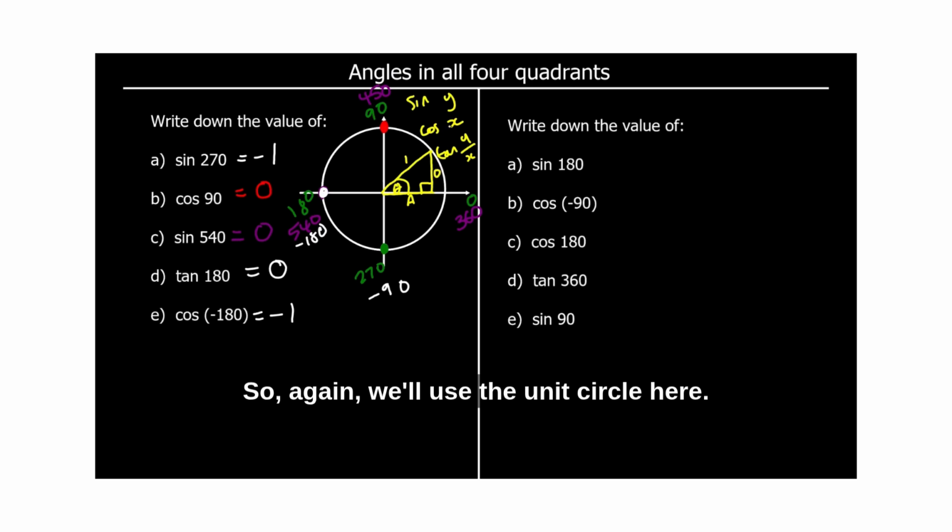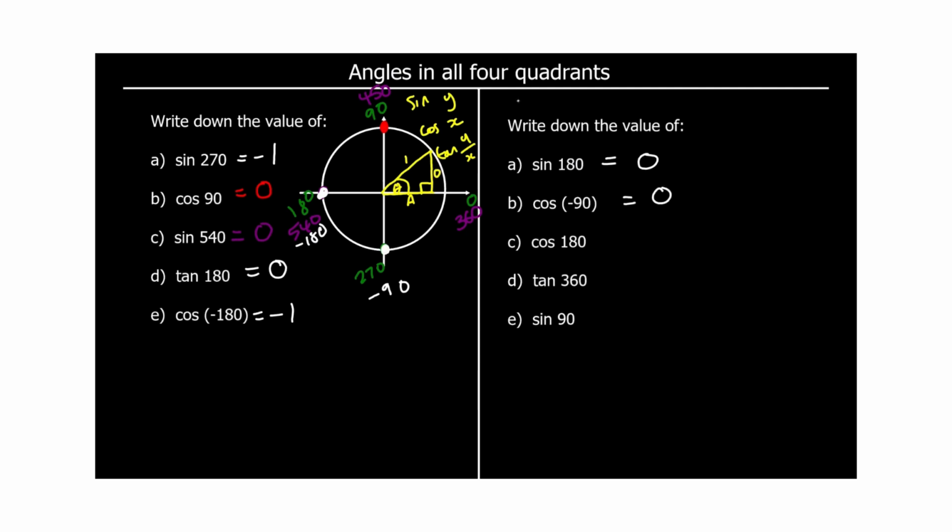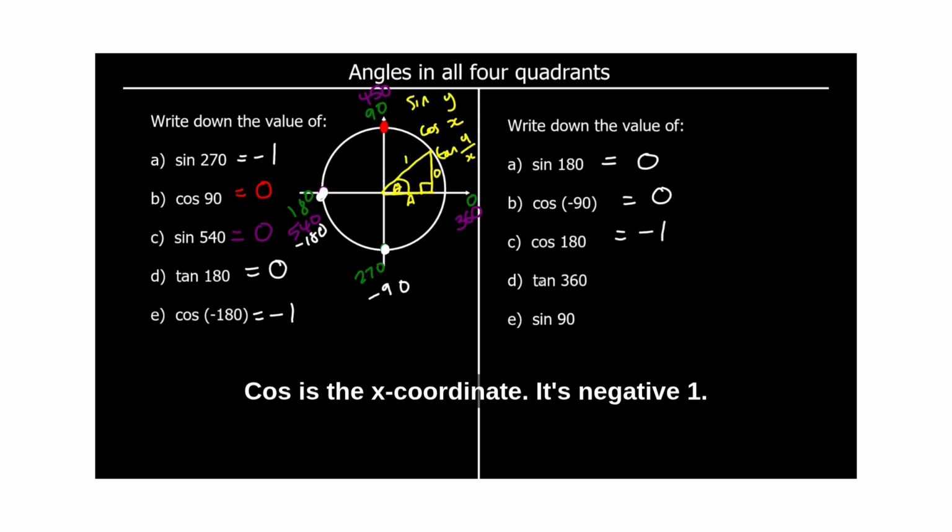So again, we'll use the unit circle here. Sine 180. Sine is the y-coordinate. That is 0. Cos minus 90. We want the x-coordinate here. The x-coordinate is 0. Cos 180. Cos is the x-coordinate. It's -1.